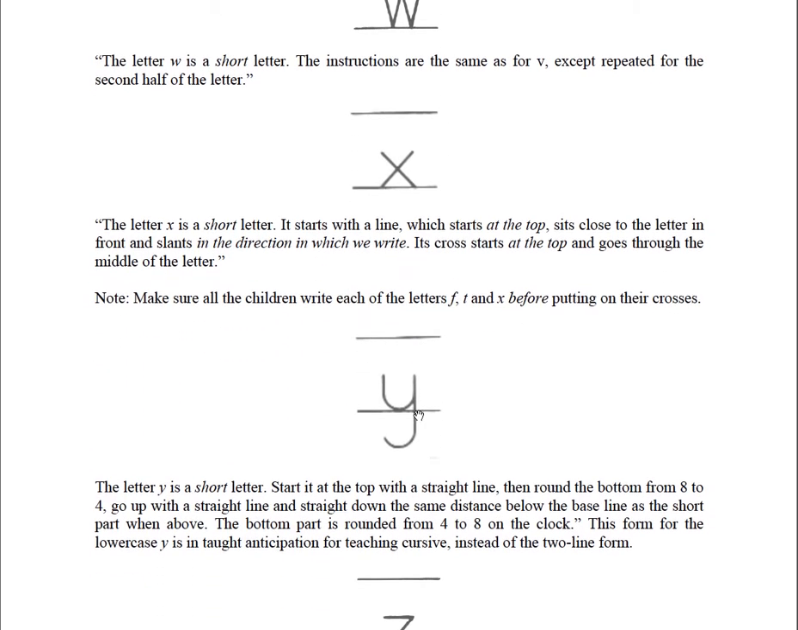Let's move on. The letter X is a short letter. It starts with a line which starts at the top, right here, sits close to the letter in front of it, because it starts with a line, and slants in the direction we write. It crosses, starts at the top, and goes through the middle of the letter. So you're going to go this way first, this way second. Make sure all children write the letters F, T, X before putting on their crosses.